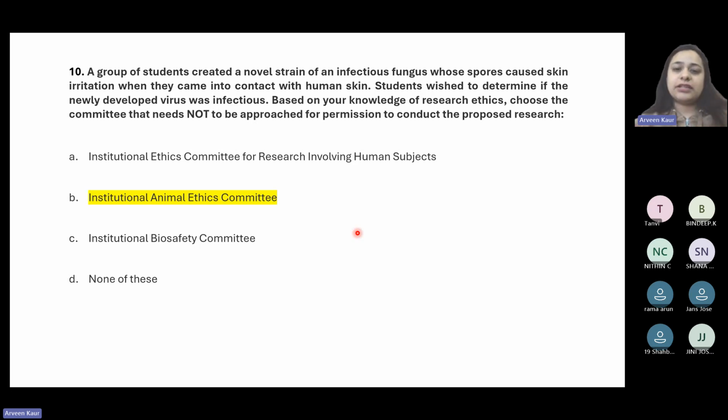If you are working with an infectious or virulent strain of any virus, fungus, bacteria, etc., they can also pose a hazard to humans, because they cause irritation when they come into contact with human skin. So the Institutional Ethics Committee for Research involving human subjects should also be kept in the loop. This is another committee whose permission will be required for this kind of study.